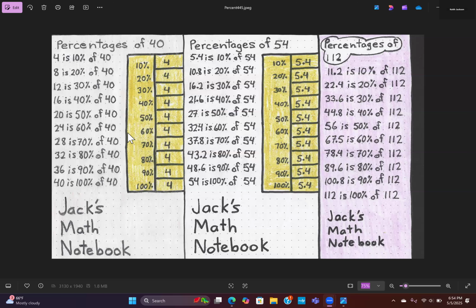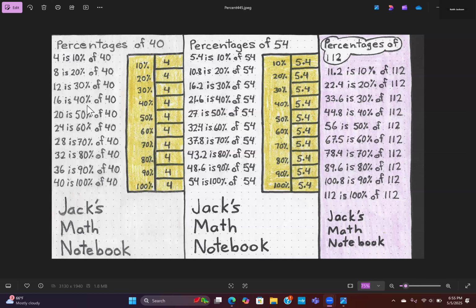And so what we're going to do, we're just going to use that benchmark 10% to figure out 20%, 30%, 40%, 50%, all the way to 100%. Because see, here's what we do know. If 4 is 10% of 40, then 8 is 20% of 40 that you see right here, because 4 plus 4 will give us 8. And we know that 8 is 20% of 40 because it's right here in the second position that you see right there.